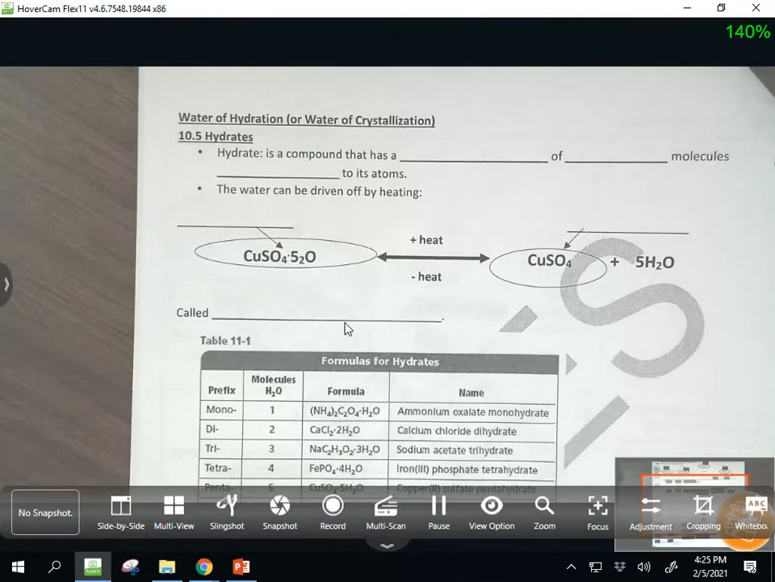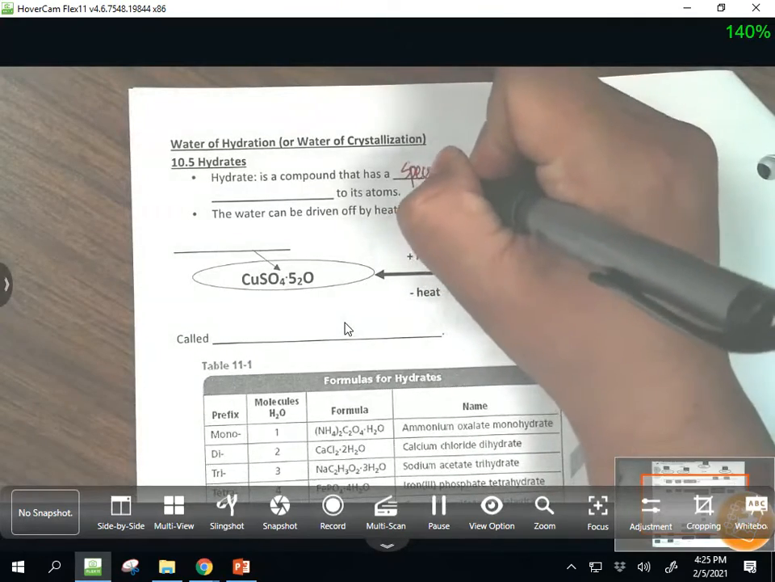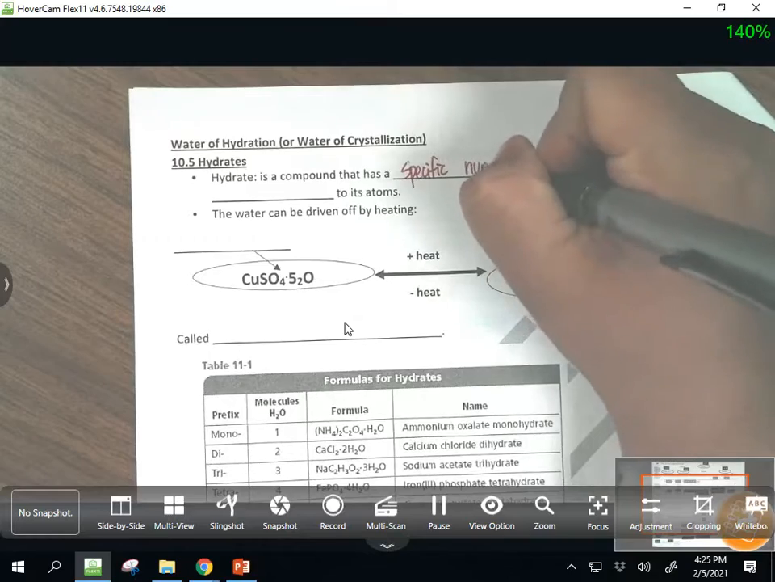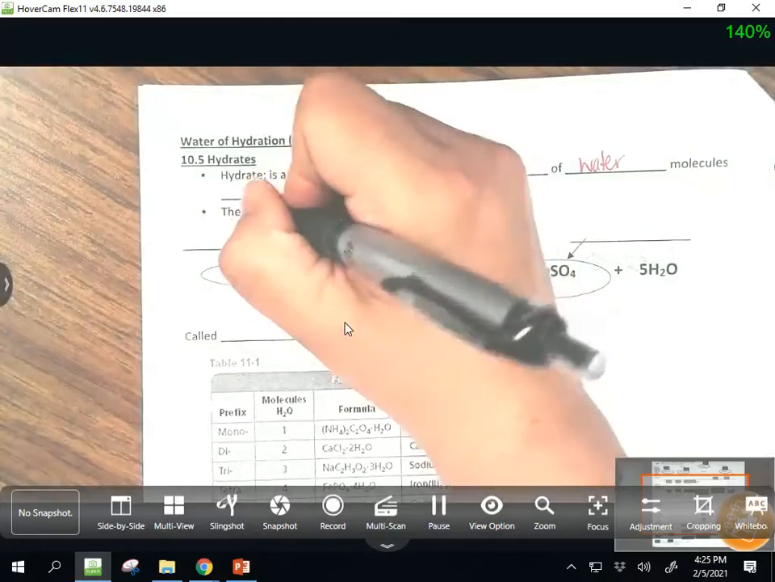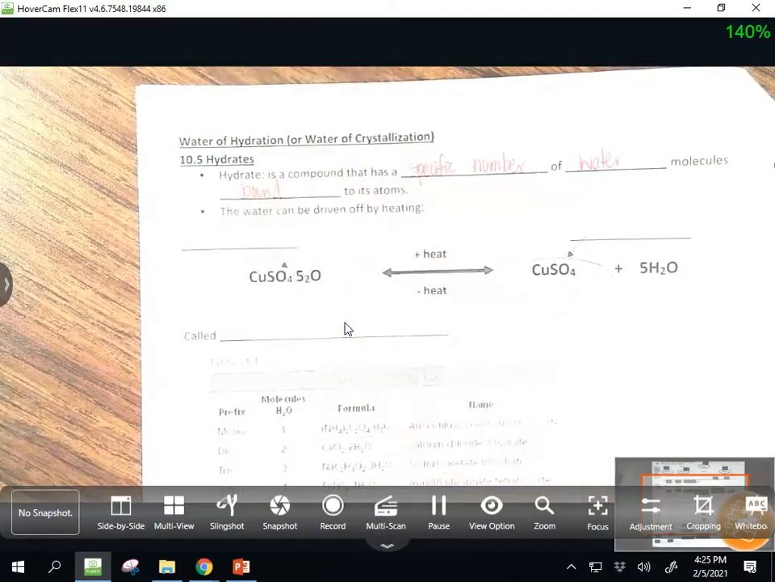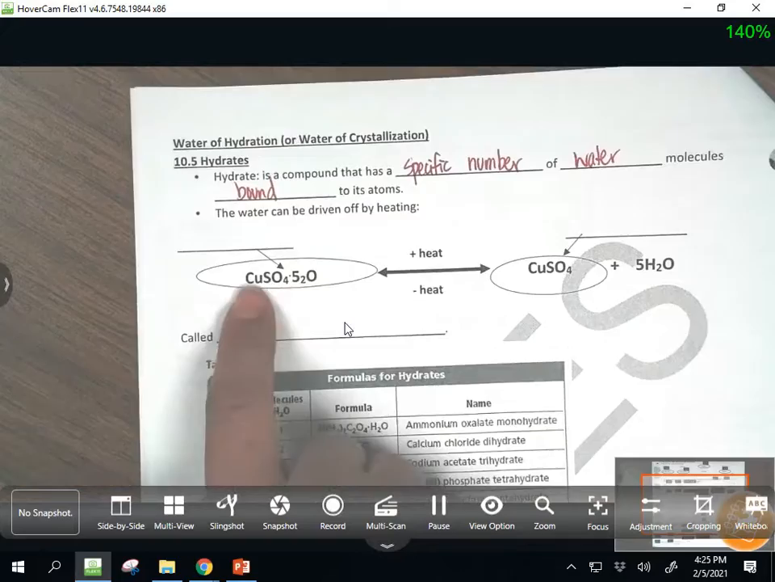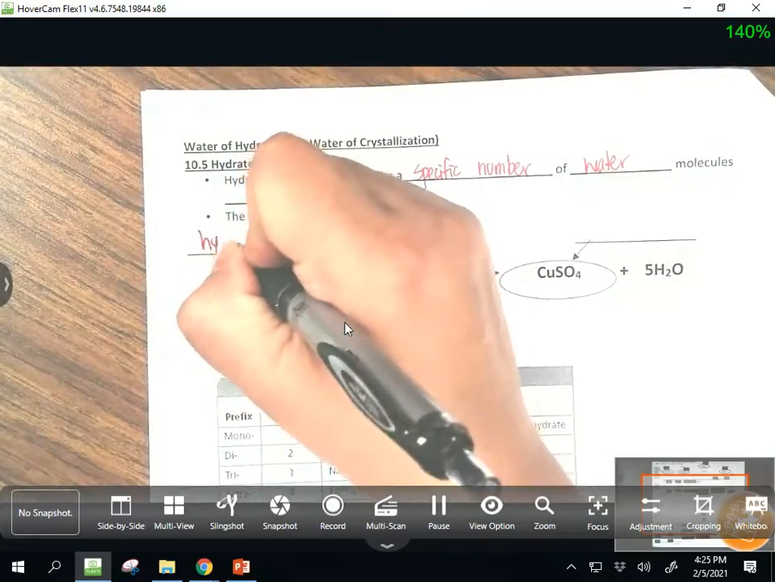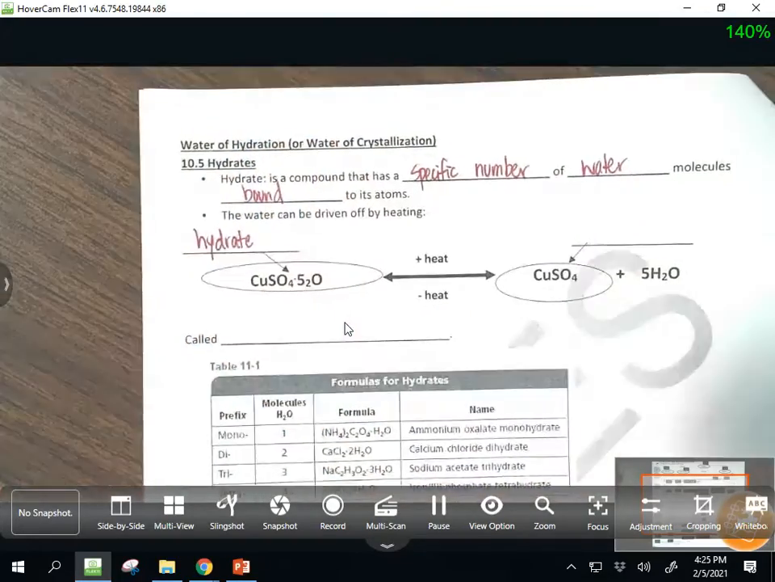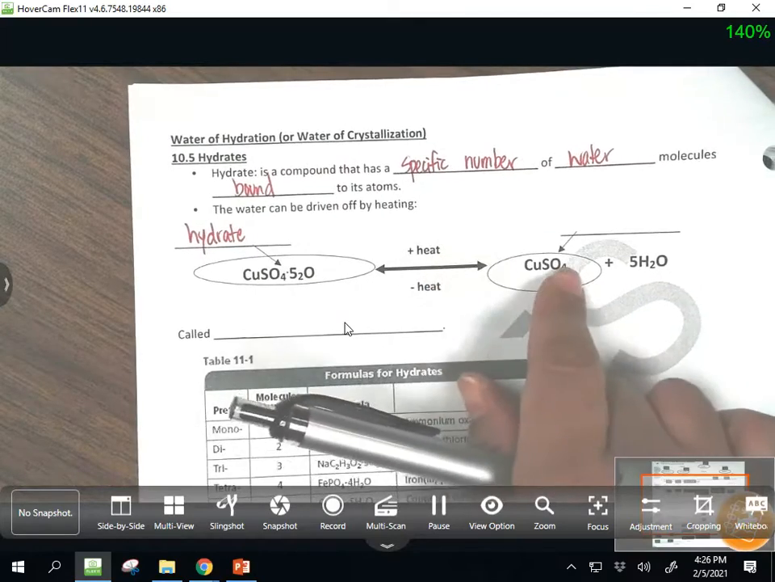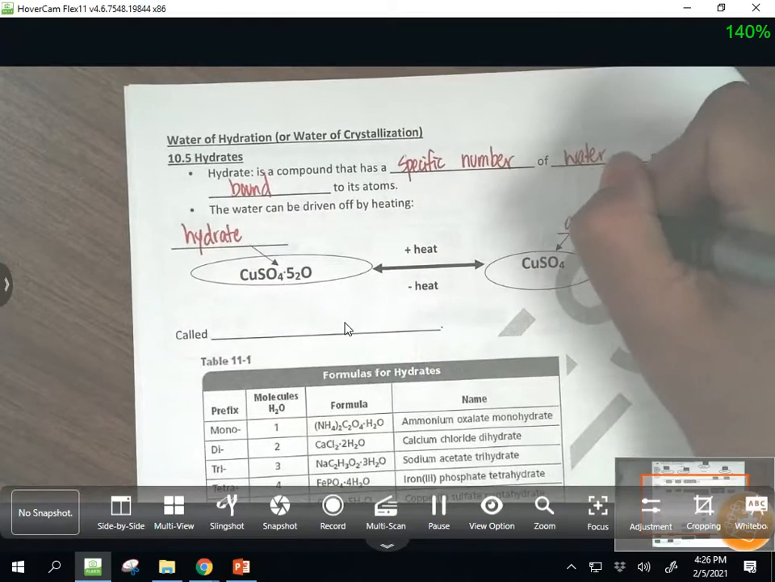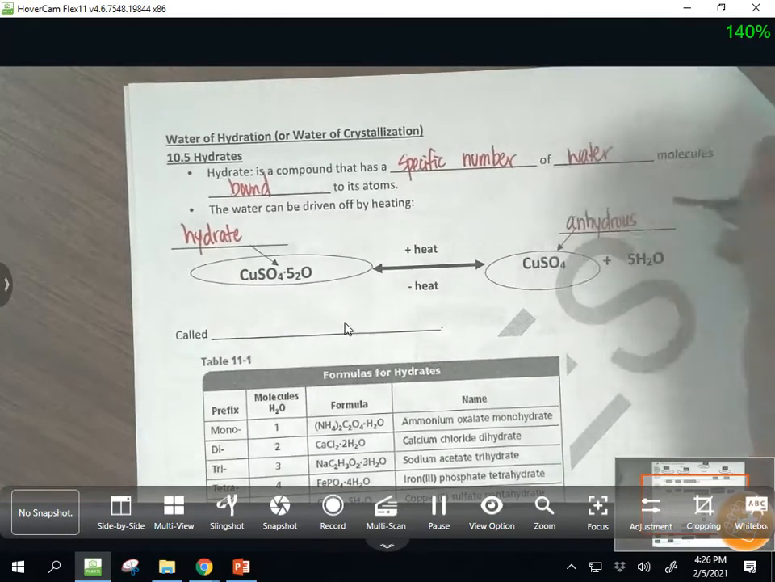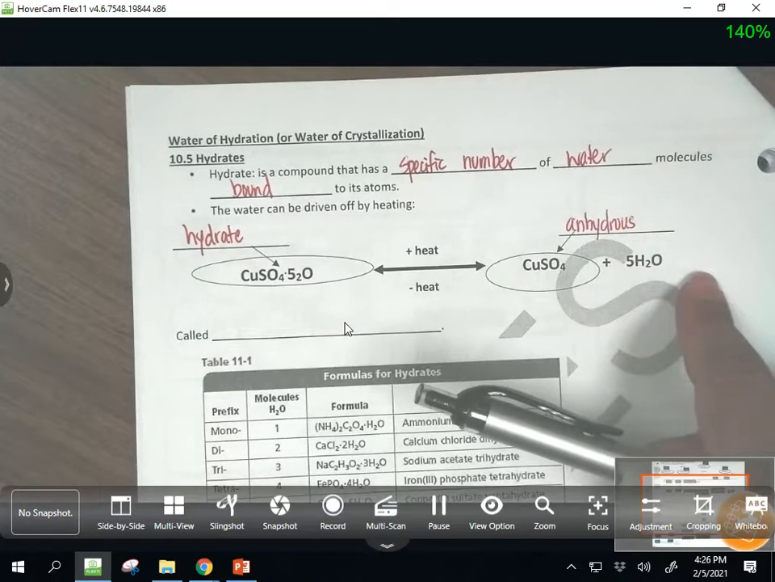So a hydrate is a compound that has a specific number of water molecules bound to its atoms. So here's my hydrate. And what I can do is I can add heat, and if I add heat, the anhydrous will be separated from the water.